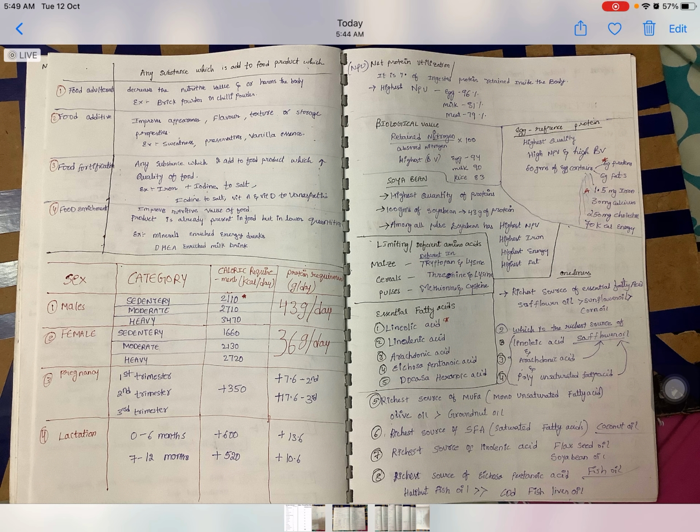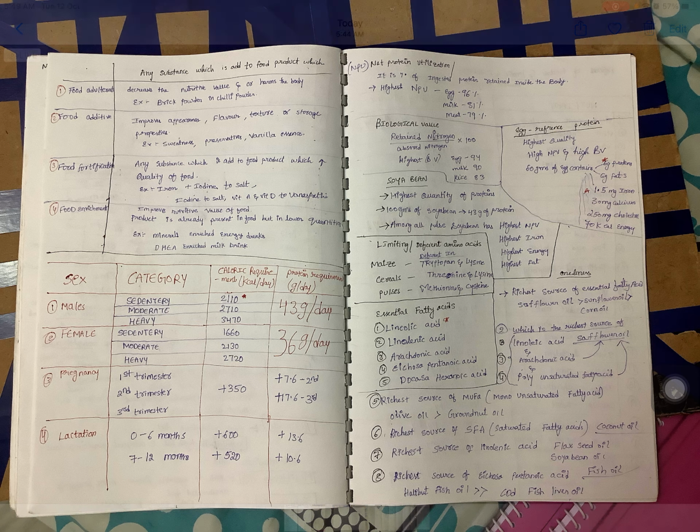Among all the pulses, soybean has the highest net protein utilization and the highest iron, highest energy, highest fat. Egg represents protein of highest quality, high net protein utilization, and high biological value. 60 grams of egg contains 6 grams of protein, 6 grams of fats, 1.5 grams of iron, 30 milligrams of calcium, 250 milligrams of cholesterol, 70 kilocalories of energy.